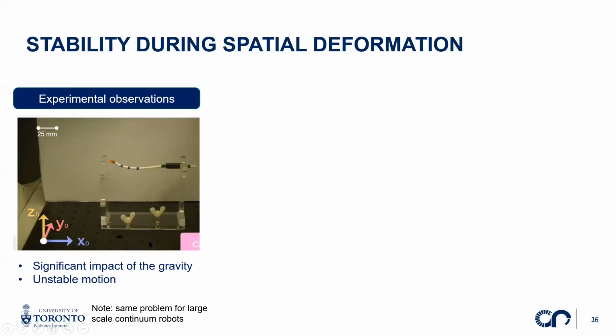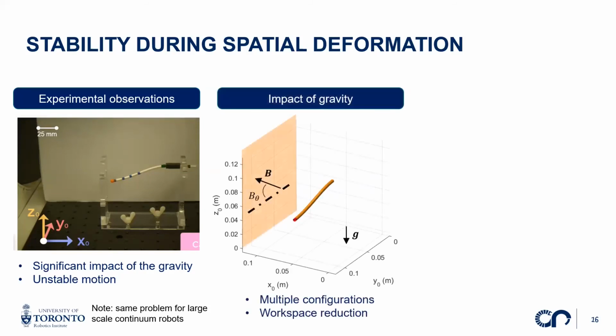But this phenomenon could happen for robots at much larger scale where the gravity is significant. This is a problem that we study for this particular kind of robot, but it can actually be applied to large scale continuum robots as well. These phenomena have been mentioned in the literature, but not studied, because the spatial deformations and the magnetic actuation are quite complex to study analytically. So we applied our tool again to this particular case in order to study the robot motion.